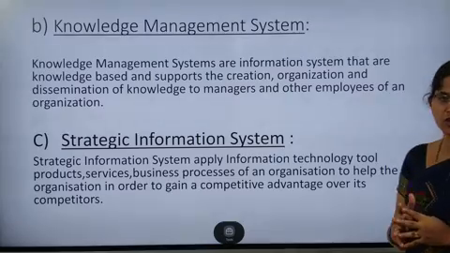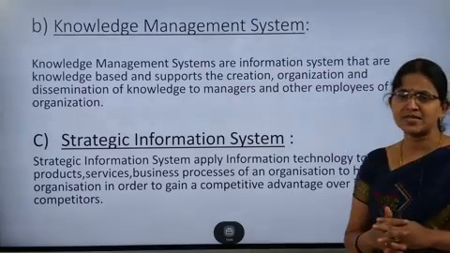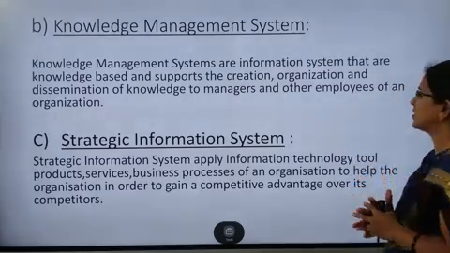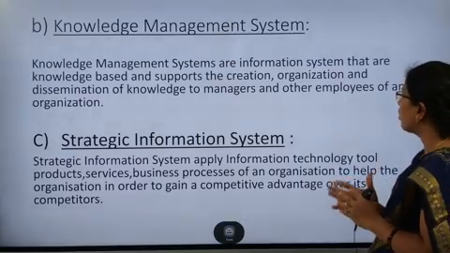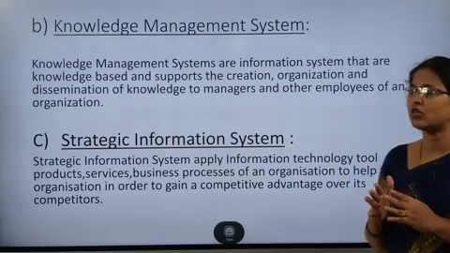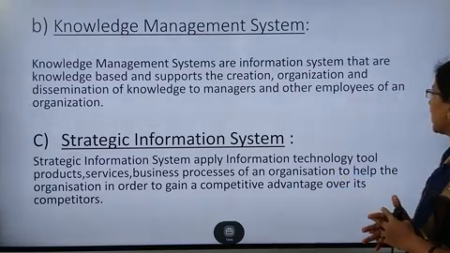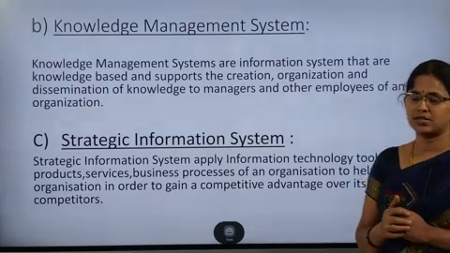You can see the definition here. The knowledge management systems are information systems that are knowledge based and support the creation, organization and dissemination of knowledge to managers and other employees of the organization.